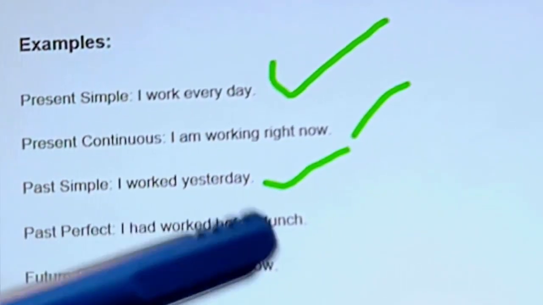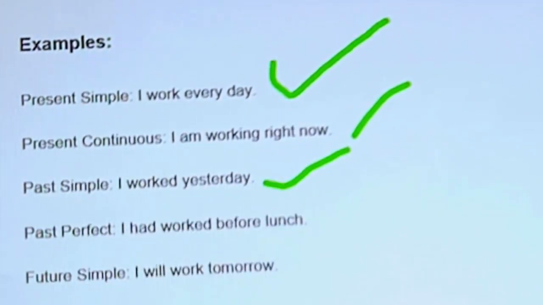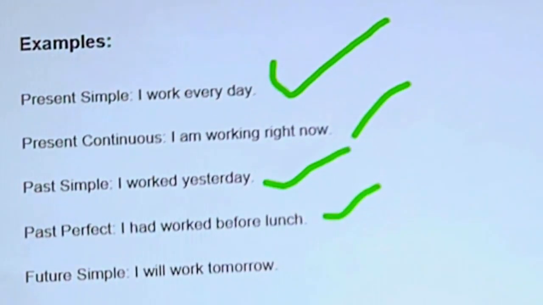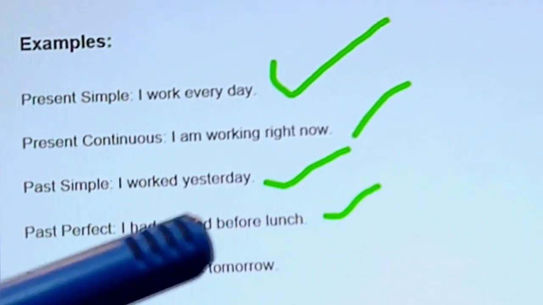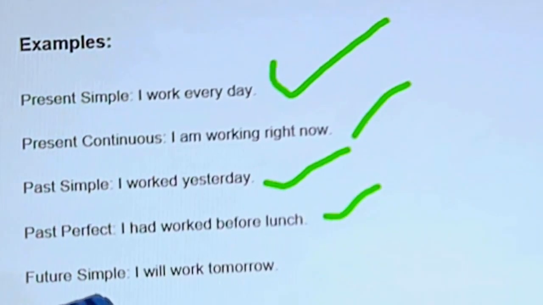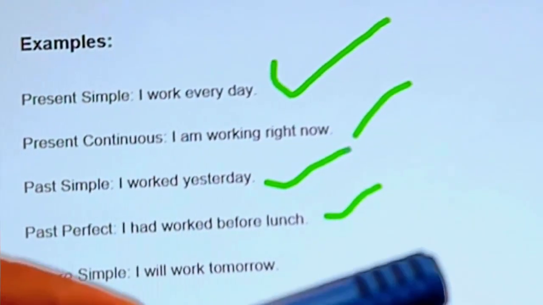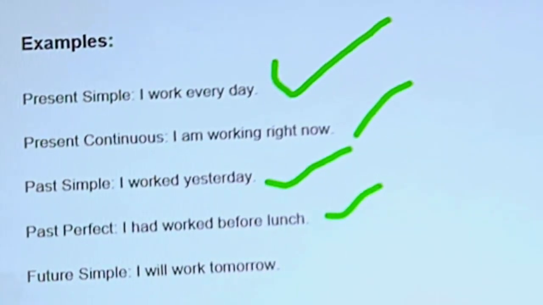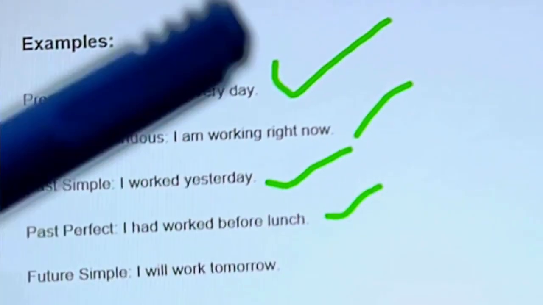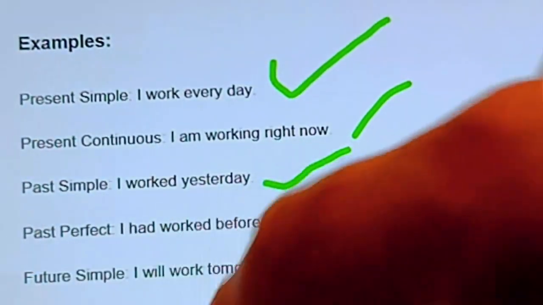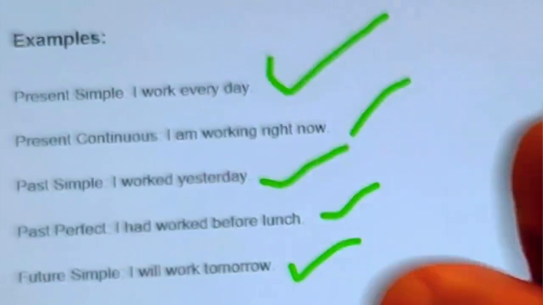An example is here: I had worked before lunch. It's a very simple sentence. And next sentence here, future simple sentence: I will work tomorrow. This is very simple because he is going to work tomorrow, which is the future. Very simple. The future simple sentence is I will work tomorrow.